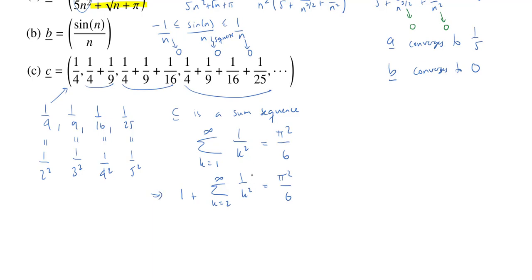So now if I want just the series that starts at 2, I'll just subtract 1 from both sides. And I'll get that the series starting at 2 of 1/k squared is equal to pi squared over 6 minus 1. And therefore, C bar converges. Well, they all converged, but C bar converges to pi squared over 6 minus 1.